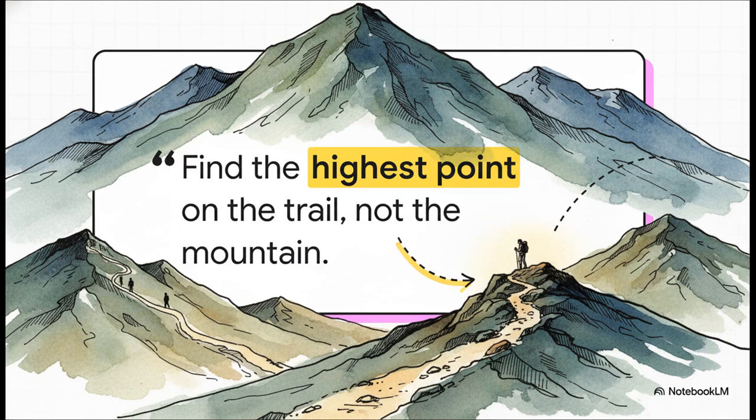The whole mountain, that represents all the possible values of some function. Let's call it f of x, y. The trail, that's our constraint, a rule we have to follow, like g of x, y equals k. So our job isn't to find the peak of the whole mountain, but just the highest point we can possibly reach while staying on that trail.